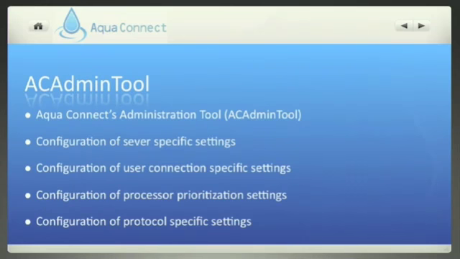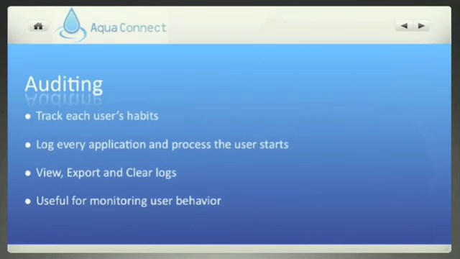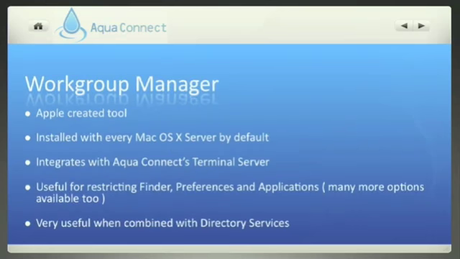Moving on, the AC admin tool, as we witnessed earlier, is used to administer Aqua Connect. Keep in mind, the AC admin tool shouldn't be your go-to for everything. Use the operating system facilities. Use Workgroup Manager for some of your tasks. The AC admin tool allows you to configure server-specific settings, user connection-specific settings, process priority, and protocol settings. This is what the admin tool is about. In addition, it gives you auditing, tracking user habits, and logging everything.